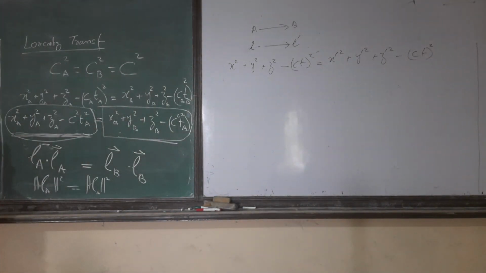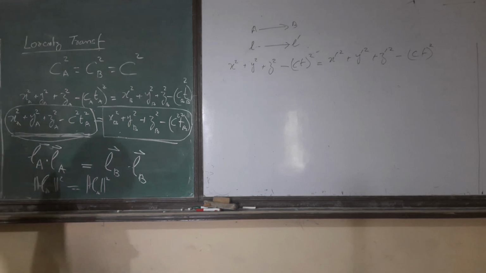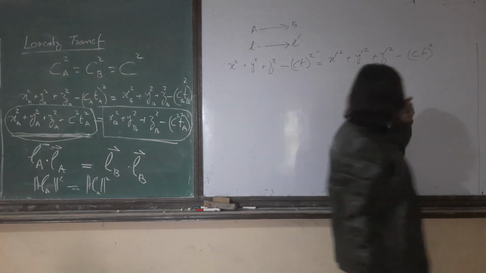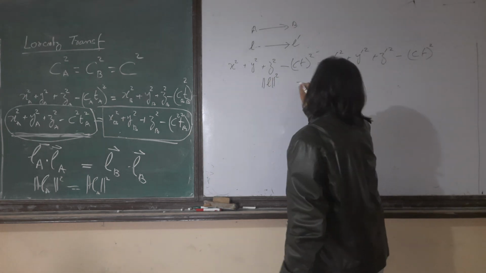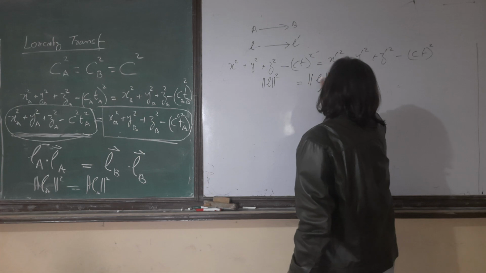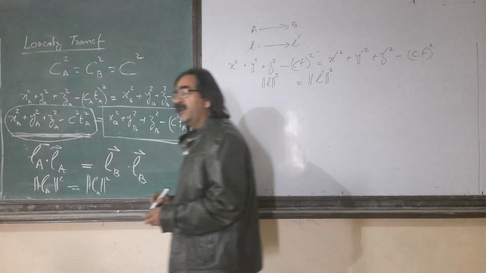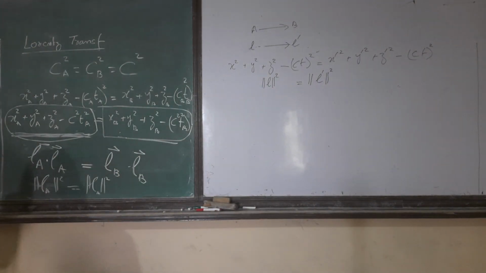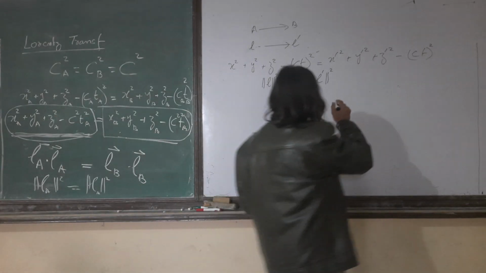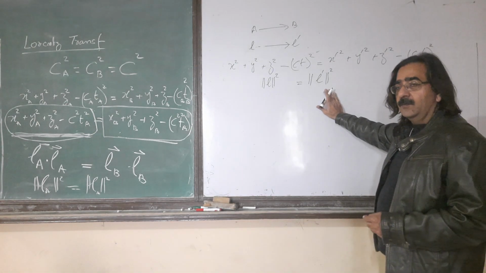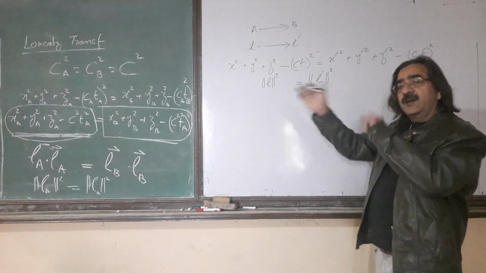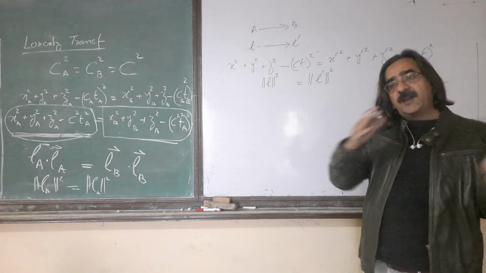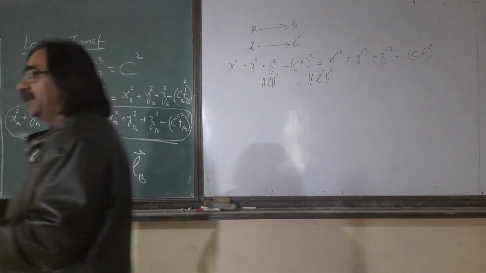Got it? And this remains the same. As I have already explained, this is L square, that means L prime square. Length will remain the same, conserved. As I have already explained, the length will remain conserved. Okay. So it is invariant, sorry, they will not change for all frames of reference, for all transformations.